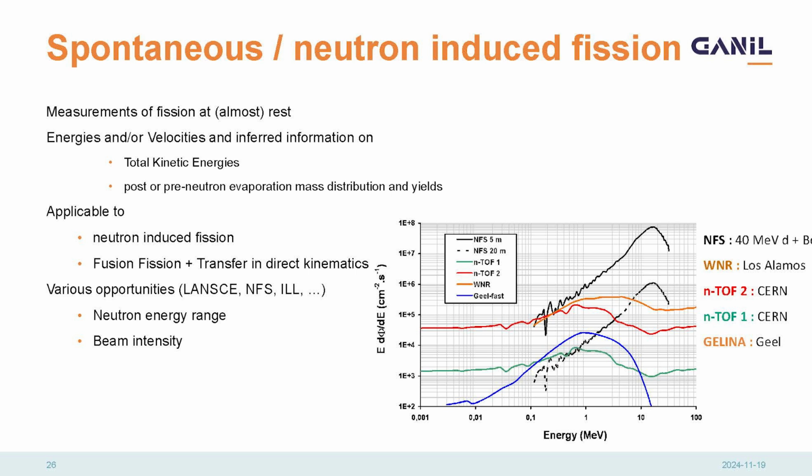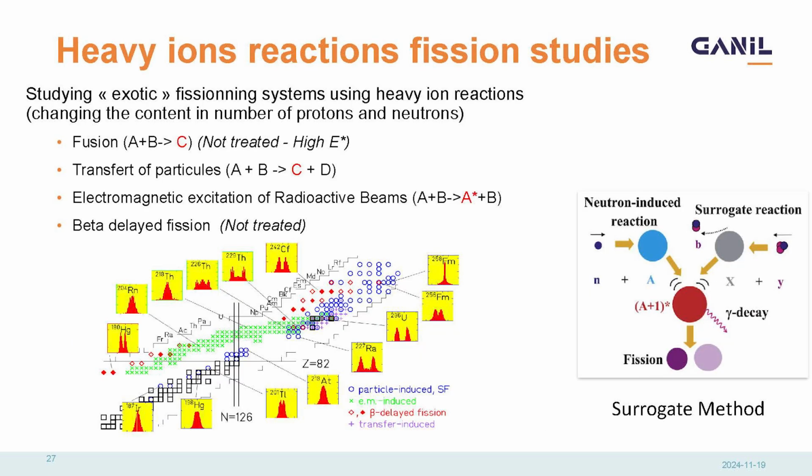They are complex because you have to prepare the samples, and we saw yesterday all the complexity associated with preparing them. So one way to go around this is to try to populate the system in a different manner. Of course, there is a question: how can we produce the system in similar conditions, I would never say the same, but similar. And this is what is called the surrogate method: you try to populate a system that will fission by a different entrance channel than neutron capture.